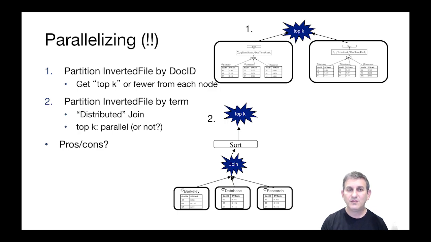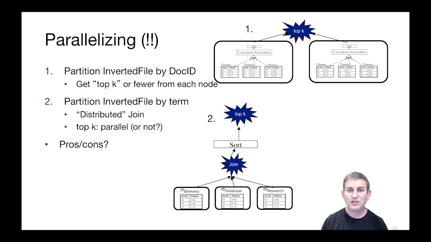The alternative scheme, scheme 2, is we partition the inverted file by term so that node k gets all the terms that hash to the value k. And in this case, we get a picture like the one at the bottom, where a particular node might be responsible for the term Berkeley, another node might be responsible for the term database, and a third node might be responsible for the term research.